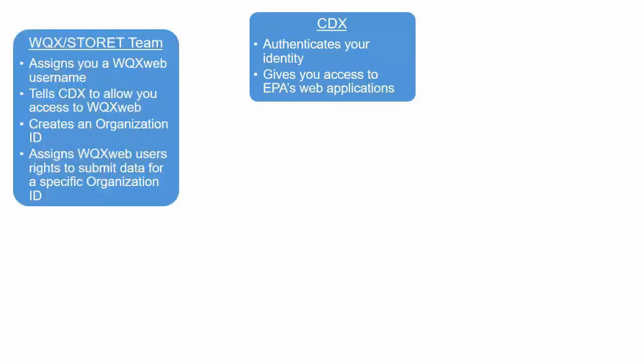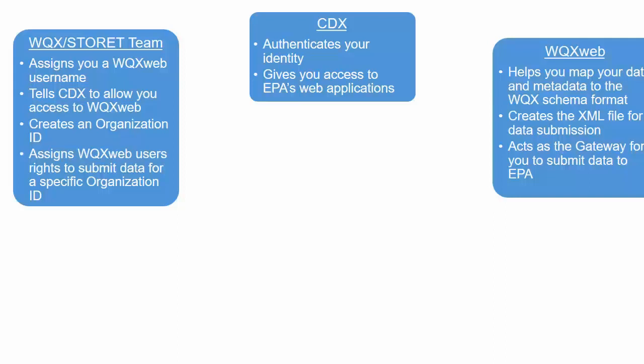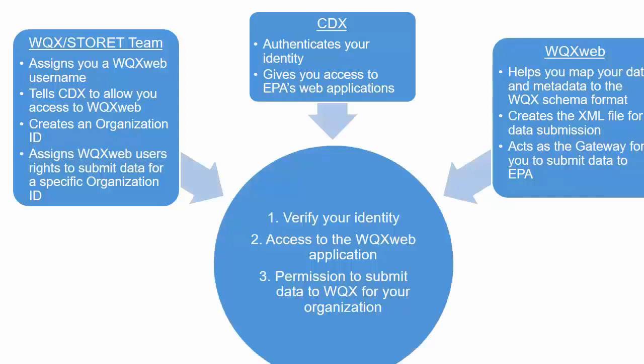The WQX Storette team creates a username for you, tells CDX that you are allowed to access the WQXweb application, creates organization IDs, and assigns user rights to submit data for an organization. The WQXweb application helps you map your data and metadata to the WQX schema or format, creates the XML file required for data submission to WQX, and acts as the gateway to allow you to submit data to EPA for your organization. These systems and processes act together to allow for verification of your identity, direct access to the WQXweb application, and the ability for you to submit data to WQX for your organization.